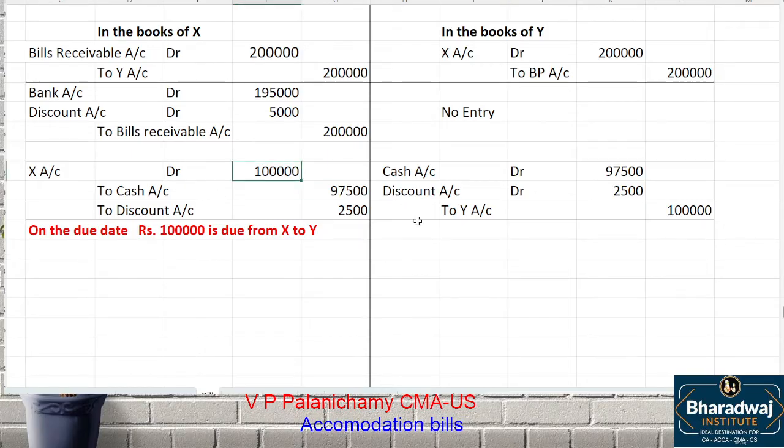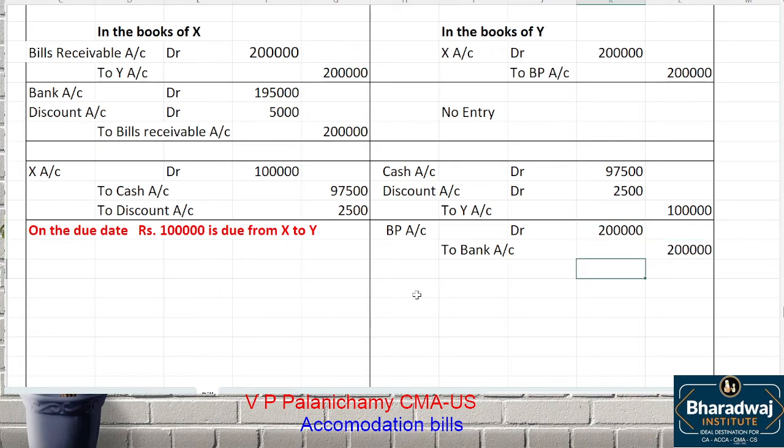So half of the amount is sent, the remaining half of the amount is due, but he has to pay for the bill. The acceptor has to pay for the bill. Bills payable account debit to bank account. You have to pay for the bill, 2 lakhs.